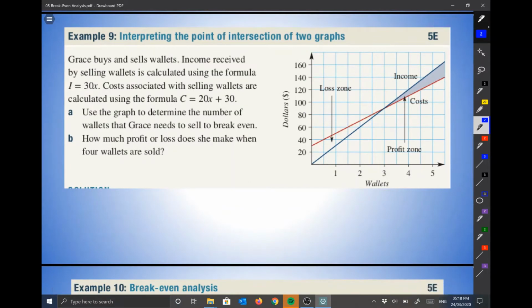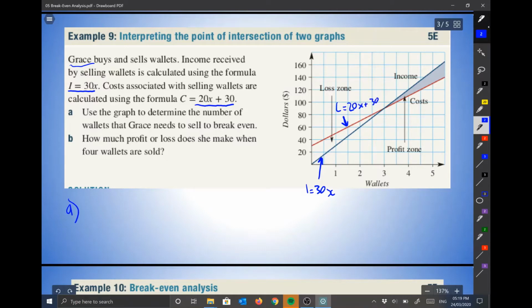This is an example here where all we're doing is interpreting a graph that's already drawn for us. We've got this case where Grace is buying and selling wallets. The income she receives is $30 for every wallet she sells. Her costs associated with producing the wallets are $20 per wallet plus a flat cost of $30. So these two lines have been plotted for us here. This one is I equals 30x, and the red one here is C equals 20x plus 30.